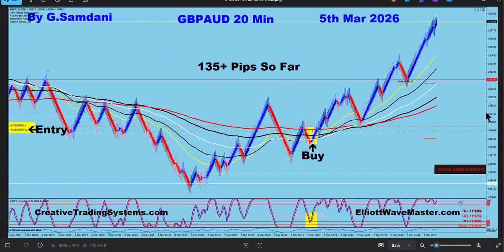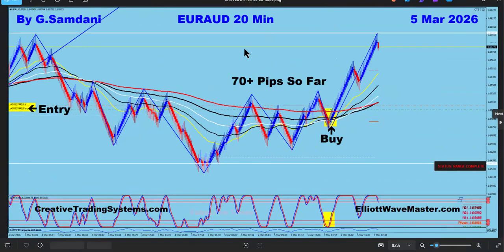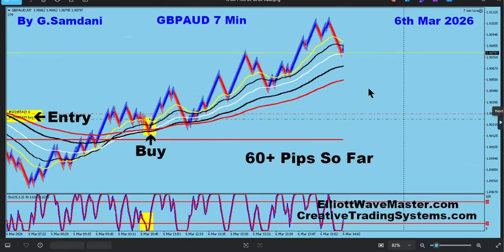Beautiful entry here, 135 pip. Euro Aussie going to the upside here. The move, ABC correction, 1, 2, and then 1, 2, and going for wave 3. If you know the Elliott wave count, that helps a lot.